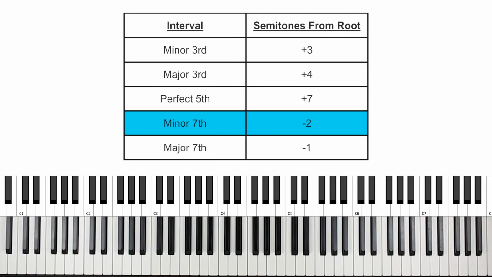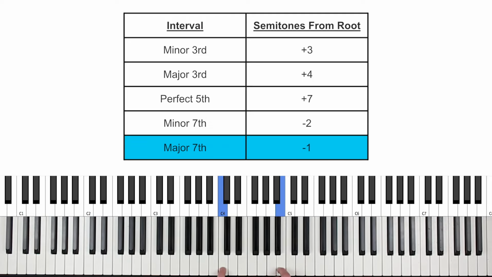The minor 7th, which is 10 semitones above the root. Though the quickest way to find it is to jump to the root an octave above and then count down 2 semitones. And the major 7th, which is 11 semitones above the root. And again, we find that by jumping to the root 1 octave above and then counting down 1 semitone.